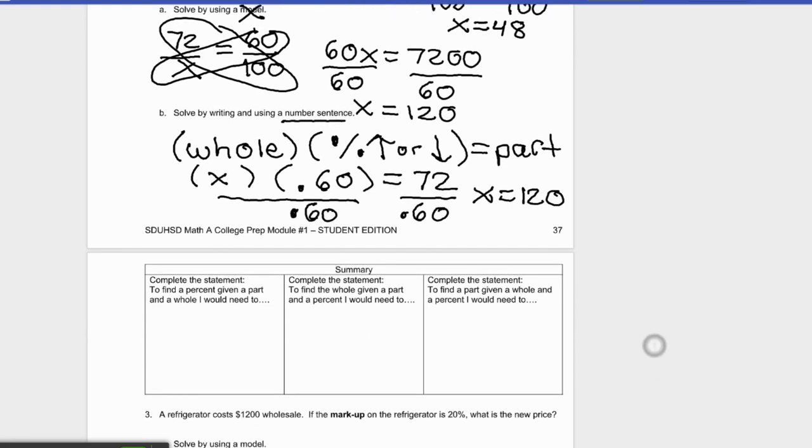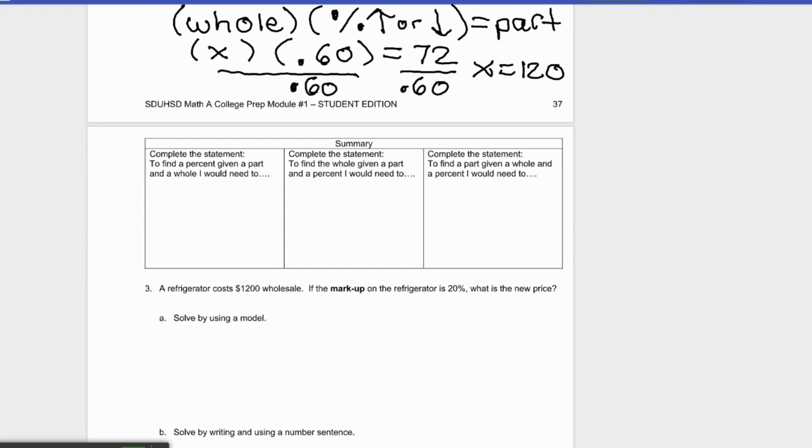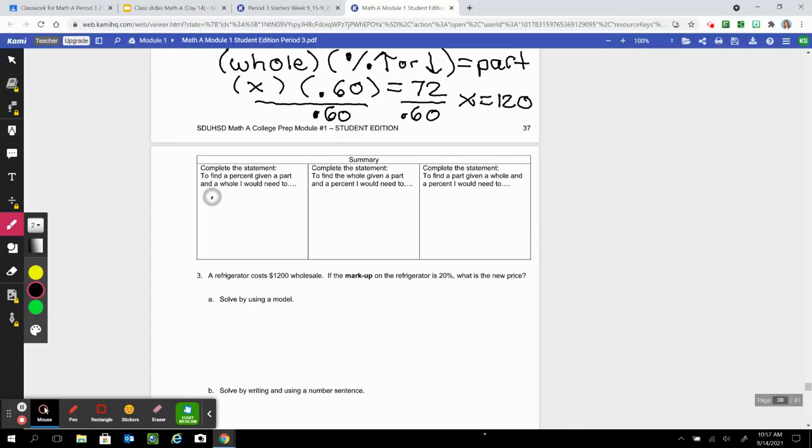So let's go to the next page, and it says to complete the statement to find a percent given a part and a whole. I would need to change a fraction to a decimal or multiply the decimal by 100. So I'm going to write here that I'm going to use the percent proportion. So it's easier if we just use percent over 100 equals is over of.